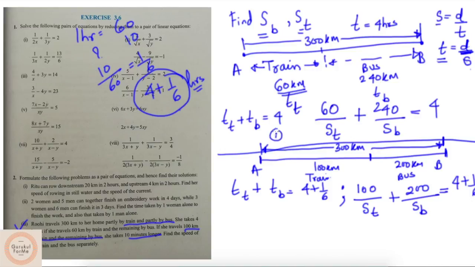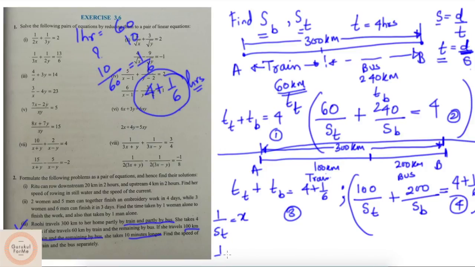Do you have equations 1, 2, 3 and 4? Can you now try finding what is the speed of the train and the bus? If you merely solve this equation and this equation, you should be able to find the answer. Now, which is the easier way to do? Just do one thing. 1 by ST is equal to X and 1 by SB is equal to Y. So you will get two equations here.